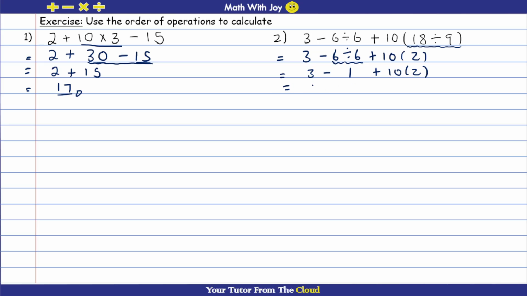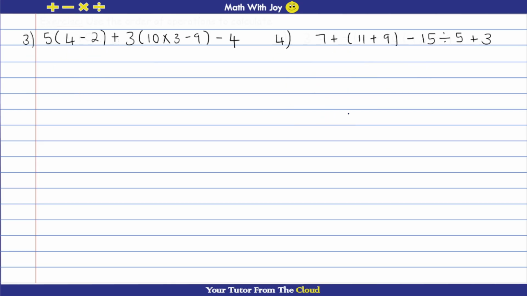Then I continue, I say this is 3 minus 1 because now I need to multiply these guys, right? 3 minus 1 plus 10 times 2 is 20. Now I have pluses and minuses. I'll just do it left to right. So 3 minus 1 is going to give us 2, plus 20. And then we're going to have 22. And that's how you do the order of operations, guys. Make sure you do understand.